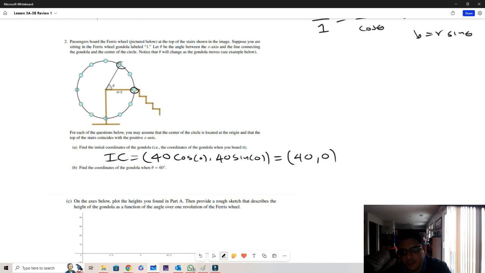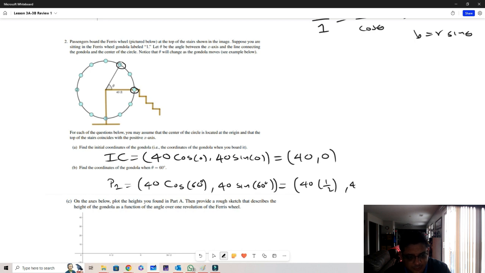Now, if we want to get to point 1, and we assume that that angle is 60 degrees, we do a very similar thing. But now we're going to change the angle, of course. So we're going to have 40 cosine of 60. And we're talking about degrees here, right? So make sure that you have your calculators in degrees when you're following this. The cosine of 60 will give you 1/2, and the sine of 60 will give you square root of 3 over 2, if you remember your special angle class. So this will be giving me the point (20, 20 square root of 3).